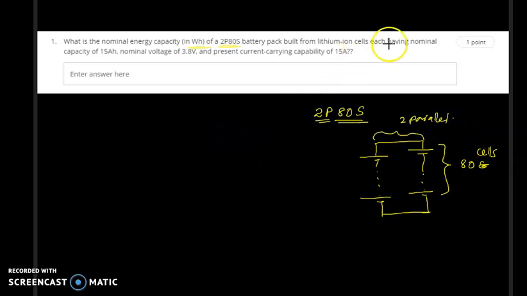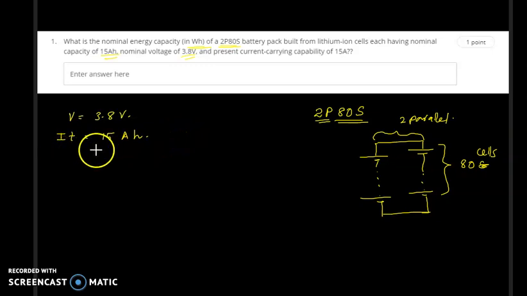Now see that the capacity of each cell is 50 ampere hour. The nominal voltage is 3.8 volt. So the voltage of each cell is 3.8 volt, and the 50 ampere stands for the I into T, which is 15 ampere hour.